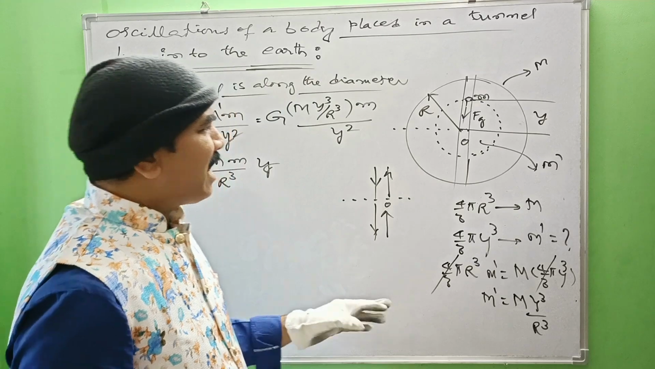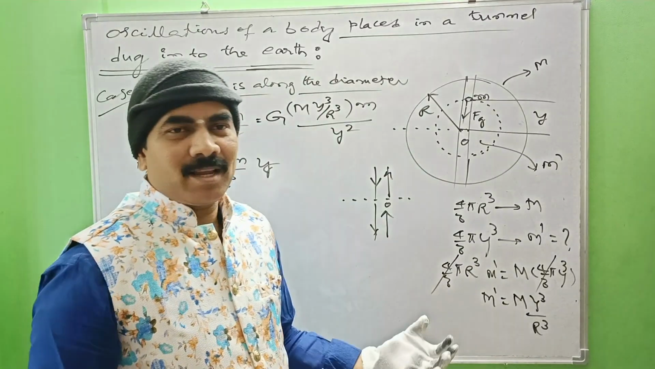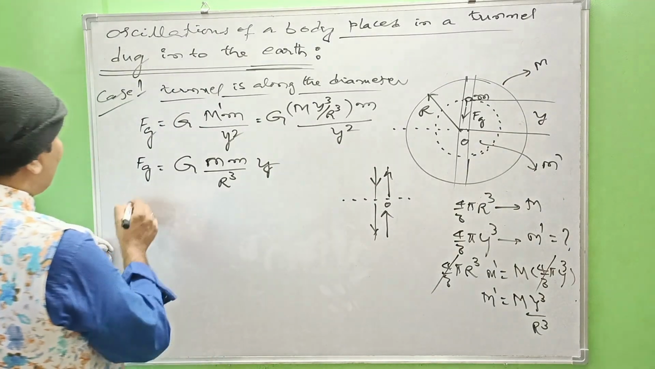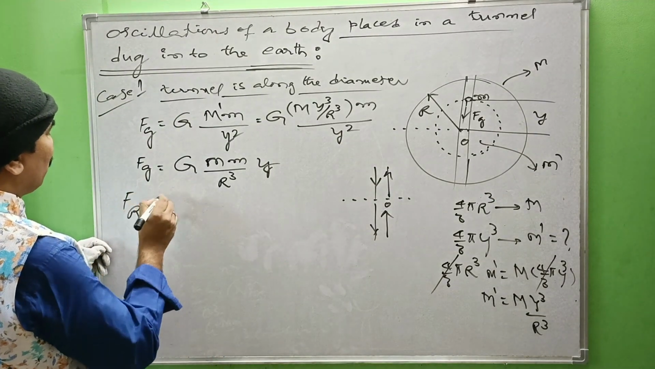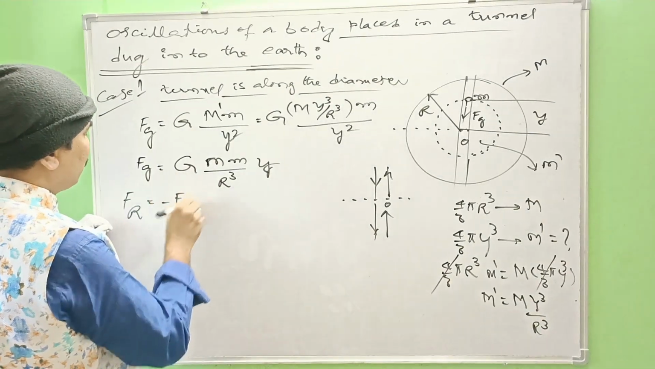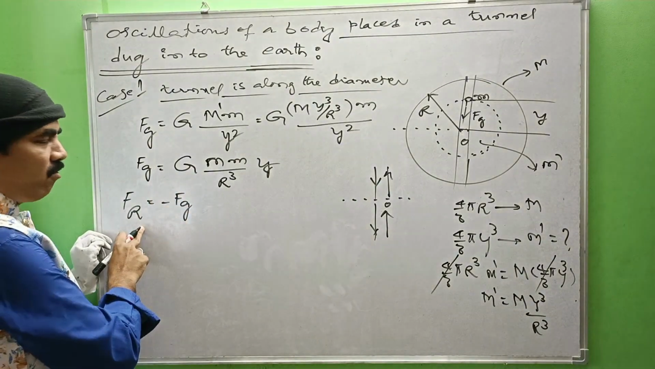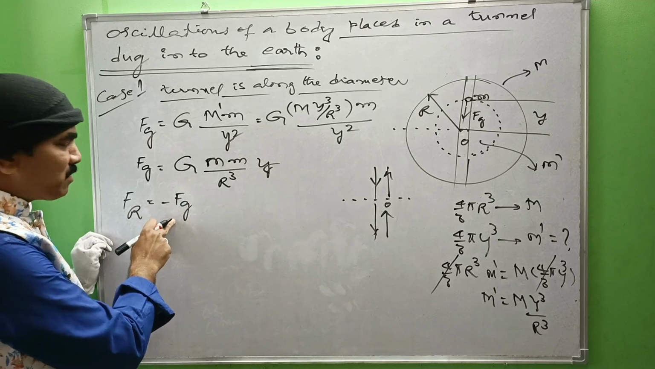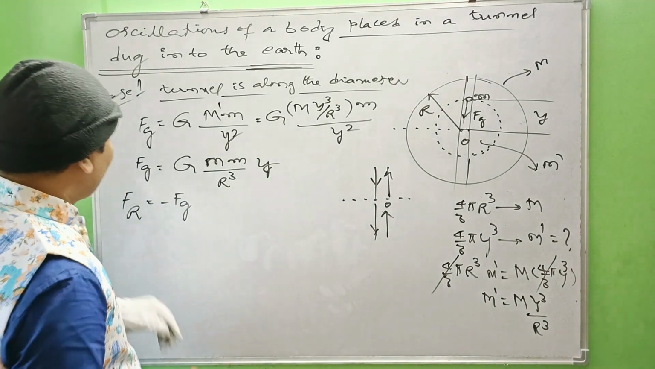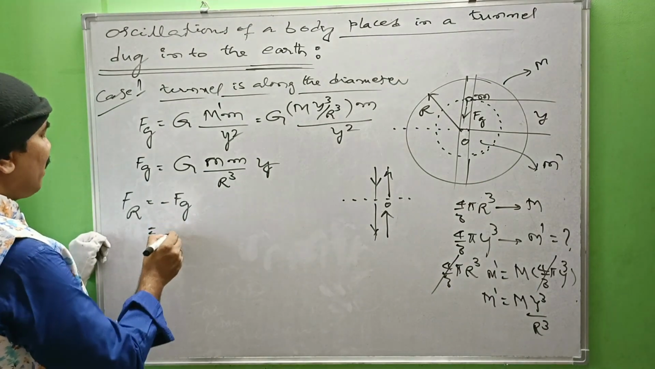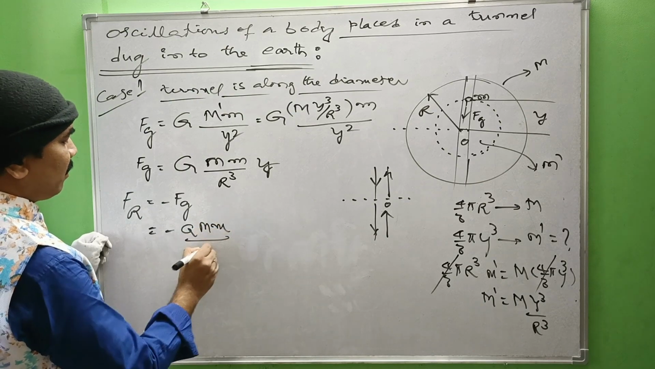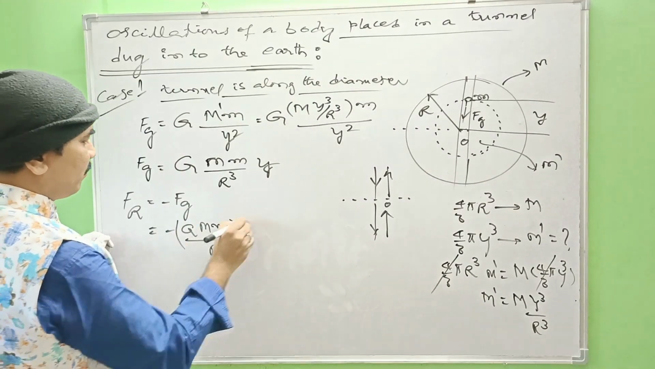Now what kind of force serves as restoring force here? Nothing but gravitational force. So definitely Fr, the restoring force, equals minus of Fg. Why? Because restoring force is always directly proportional to displacement and directed opposite to the displacement. That's why Fr equals minus Fg, that equals minus G M m by R cube into y.